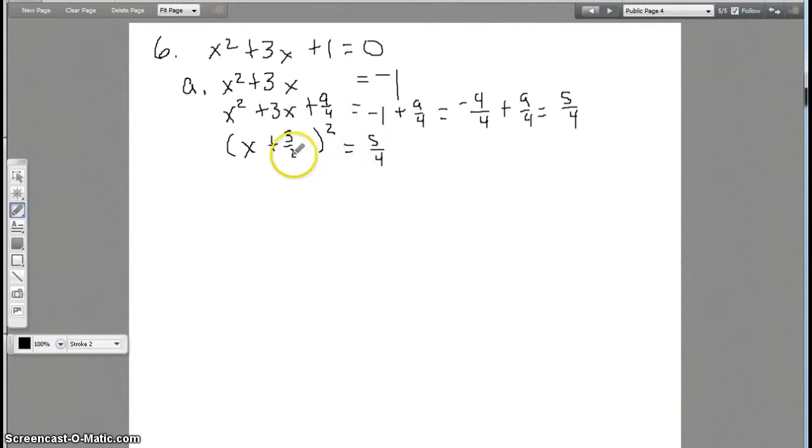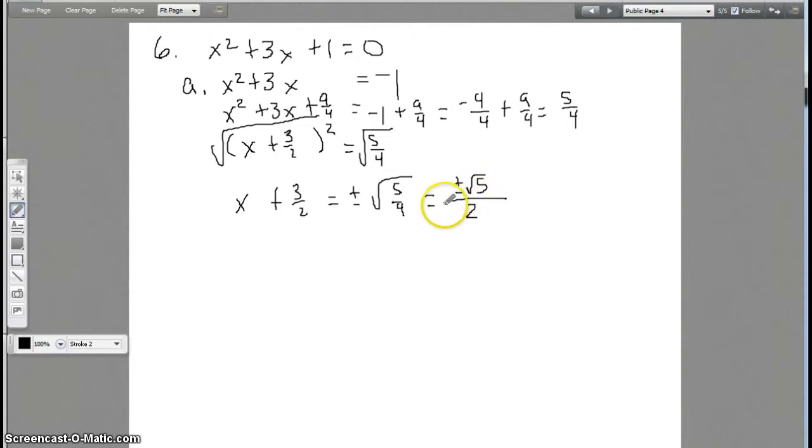Now we need to take the square root of both sides. So when we take the square root of the left side, what we end up with is x plus 3 halves is equal to plus or minus the square root of 5/4. But we can actually take the square root of 4 because 4 is a square. What we actually get is plus or minus the square root of 5, and that is over 2. Make sure you draw this fraction bar where you can tell that the 2 is not inside of it.